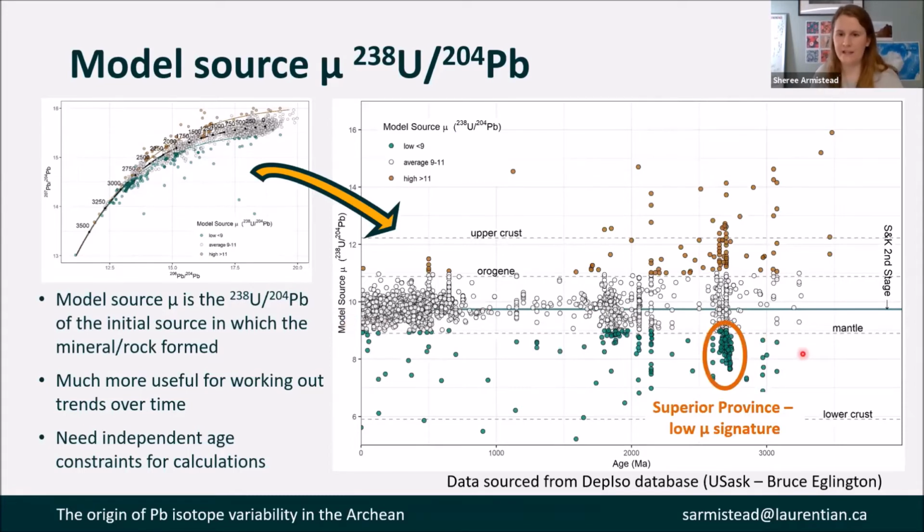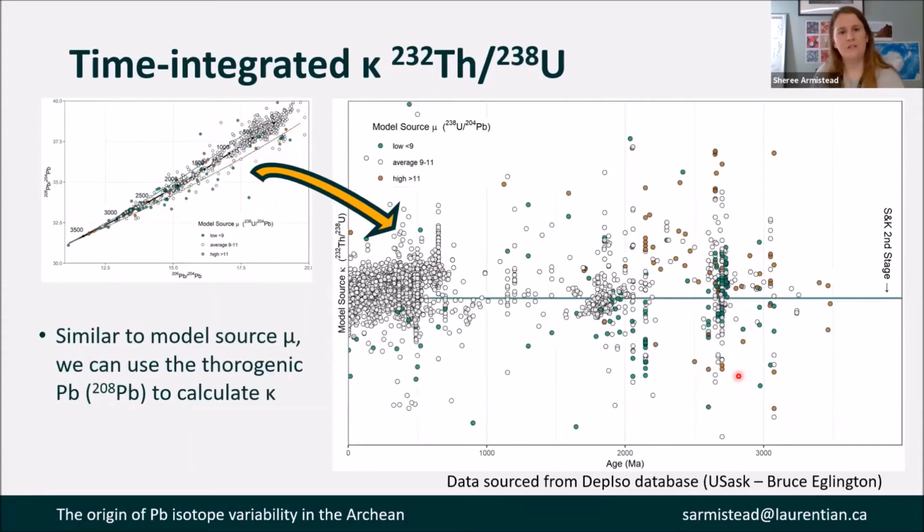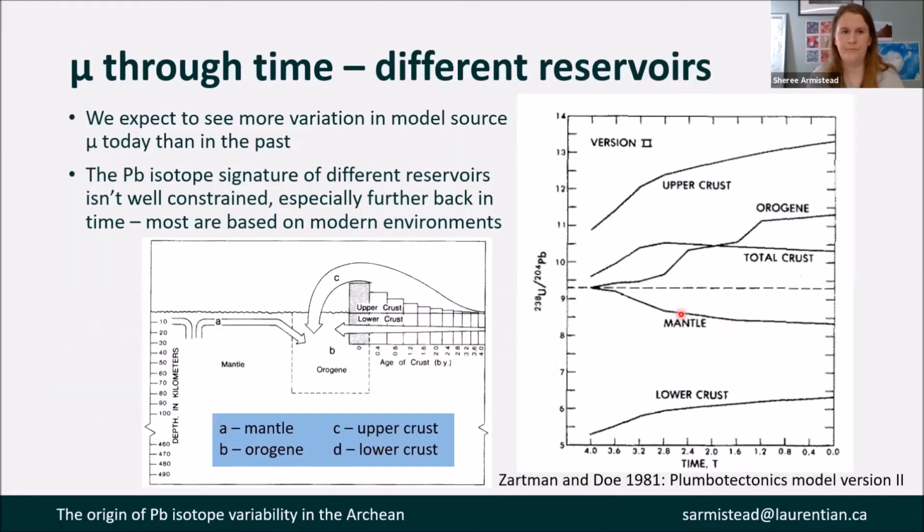And I just want to point out here, one of the focuses of my research is looking at the Superior Province, and a lot of the data in here, this really low mu signature, comes from the Superior Province. And similar to model source mu, we can use time-integrated kappas. So here we use the 208 lead, which is derived from 232 thorium, and we can look at the kappa in a similar way. And again, just looking at some of the different reservoirs, this is the Zartman and Doe plumbotectonics model.